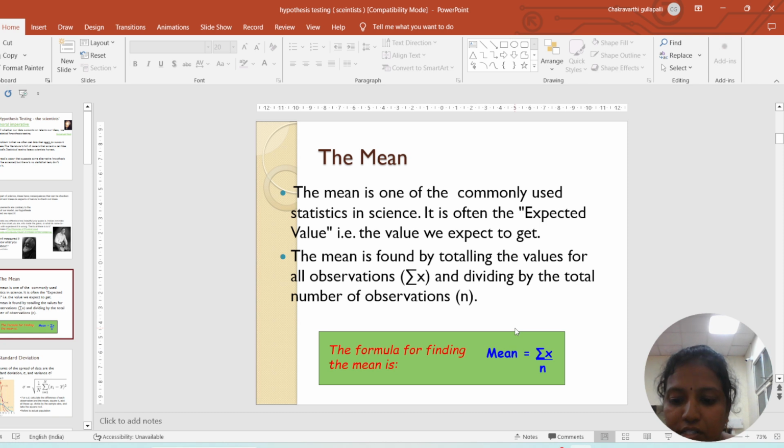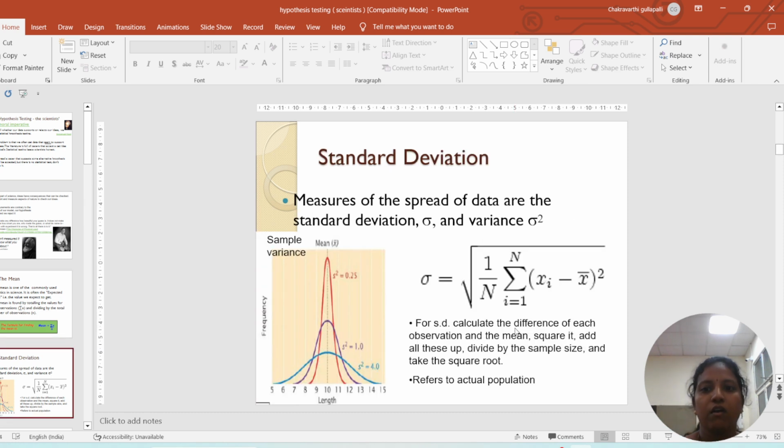So here the data is... and standard deviation. You have to measure the spread of data with the standard deviation, and standard deviation is the root of the variance. Here variance is sigma square and standard deviation is sigma. The formula for the standard deviation is root of 1 by n summation xi minus x bar whole square. Here we calculate the different observations minus the mean, square it, add all these up, divide by the sample size, and take the square root. Then we get the standard deviation.